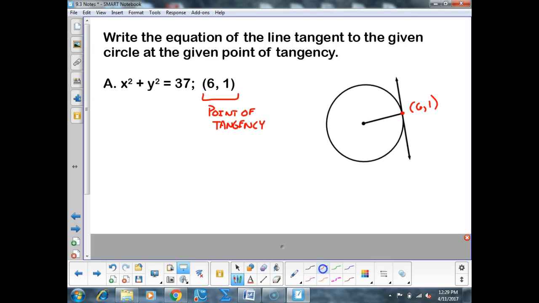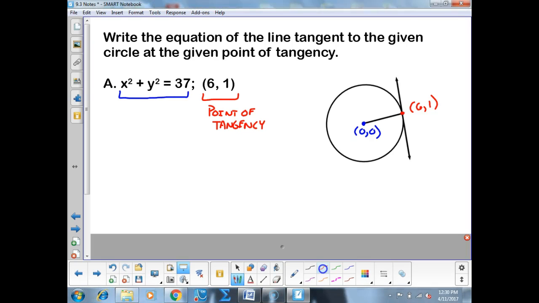So this then is my circle. What can you tell me about that circle? Come on, what do you got? Center is at the origin. So this center point right here is at the point (0, 0). The radius is the square root of 37. So the distance between the blue and the red point is the square root of 37.